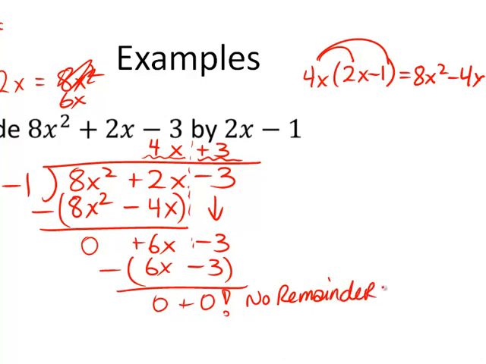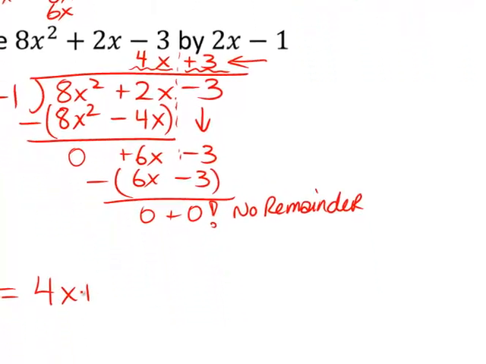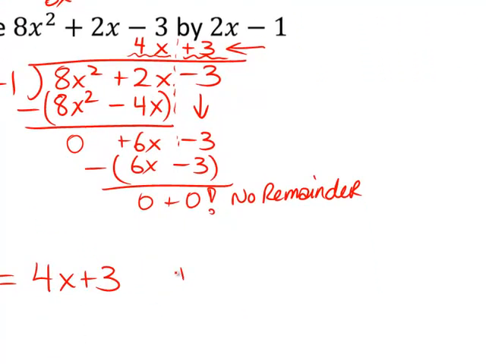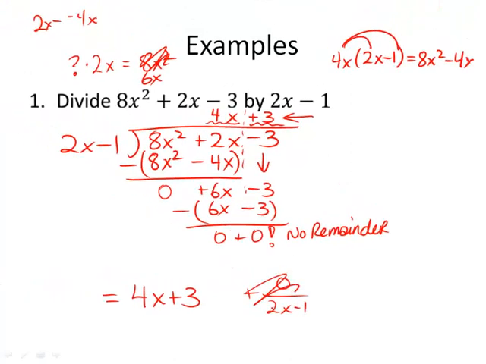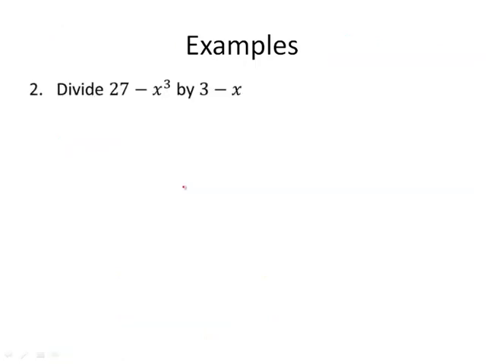Well, that means it divided evenly. So our answer is just the quotient. You could technically write 0 over 2x minus 1, but you don't need it because that's essentially adding 0. So there's our answer.